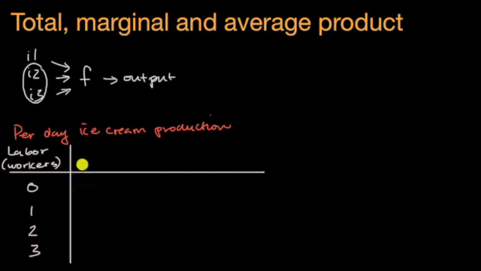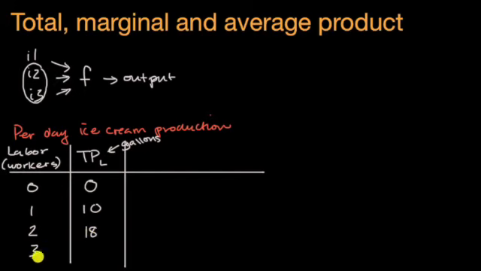Now our next column would just be our output, and we'll say that's our total product as a function of labor, TP standing for total product. And let's say that if we have 0 people working in our ice cream factory, well then we're going to produce 0 gallons of ice cream. And let's just assume that our output is in gallons per day. If we have 1 worker at our factory, we're going to be able to produce 10 gallons a day. If we have 2 workers, we're going to produce 18 gallons a day. And if we have 3 workers at our factory, let's say we can produce 24 gallons a day.